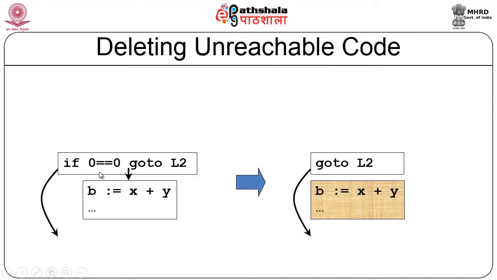Now, we know that 0 double equal to 0 is definitely true because the LHS is equal to the RHS. So, therefore, this path, that is the computation of B is equal to X plus Y, is never going to happen. So, what we can do is directly convert this into a go to L2, because 0 equal to 0 will be done in the optimization level itself.